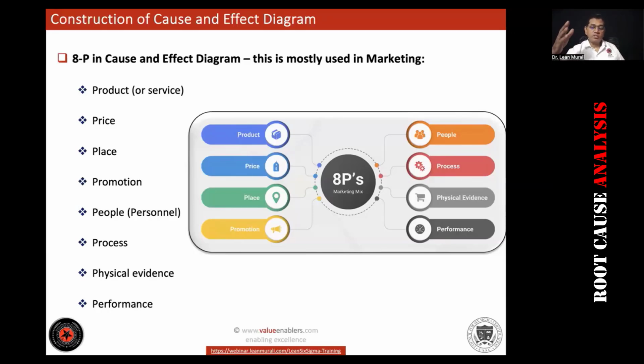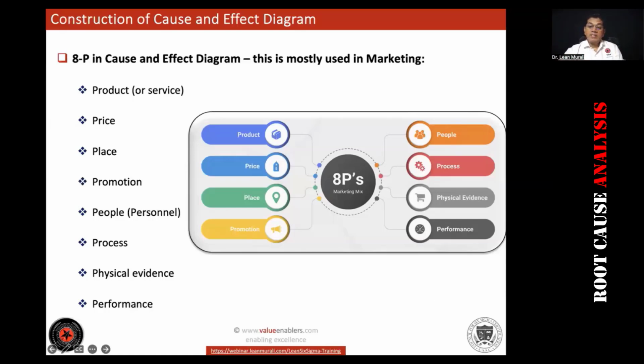You can take a screenshot of this. Use this framework and start brainstorming, because when you are in sales and marketing, you should brainstorm on the product, price, place, promotions, people, process, physical evidence, performance, and all.